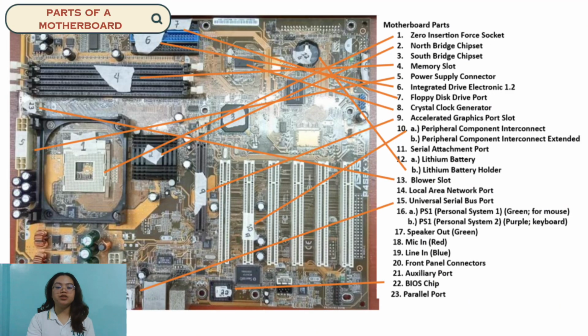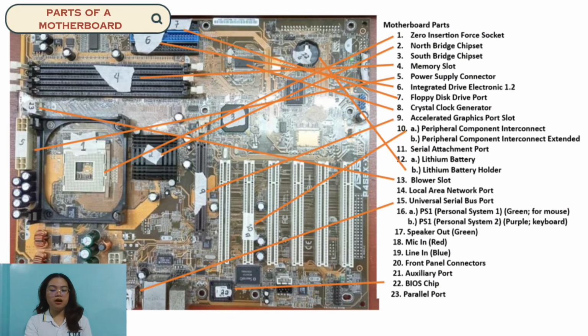Next is the South Bridge chipset. It is also called Input-Output Controller. The South Bridge chipset handles communication between the CPU and slower peripheral devices connected to the motherboard. It also manages connections to devices such as USB ports, SATA ports for storage drives, audio controllers, network interface, and legacy interfaces like parallel and serial ports.